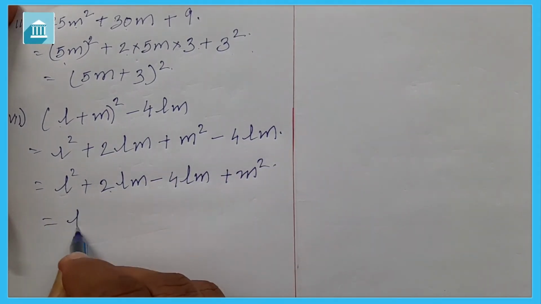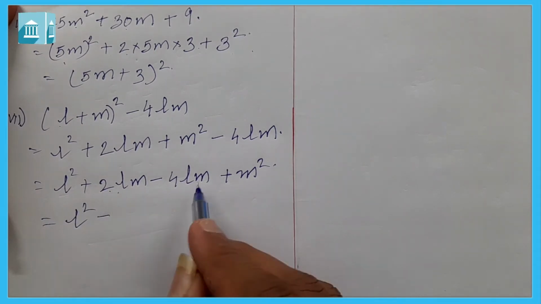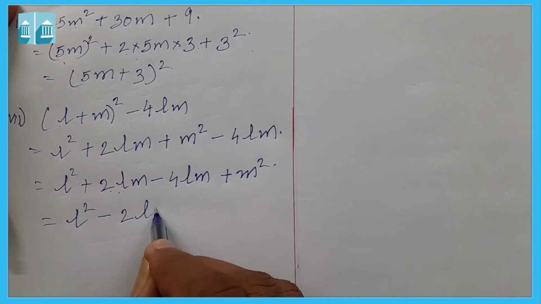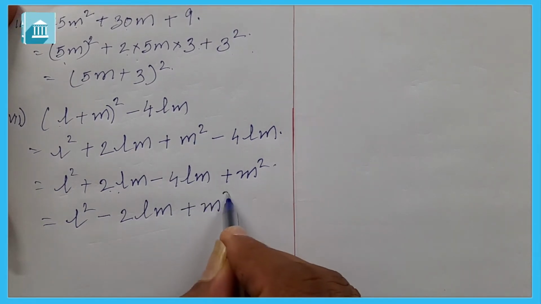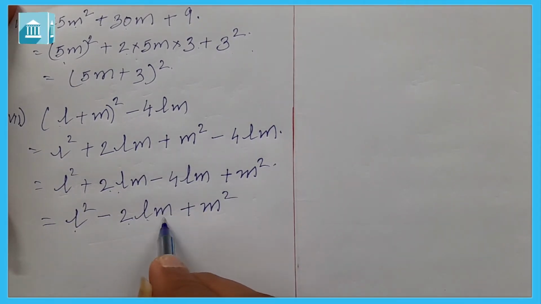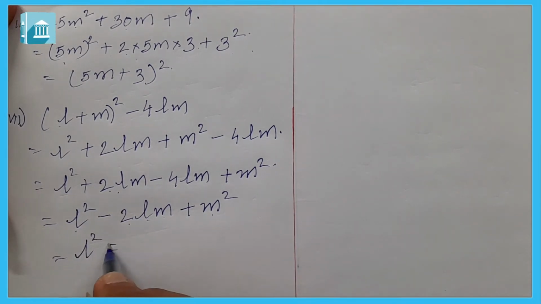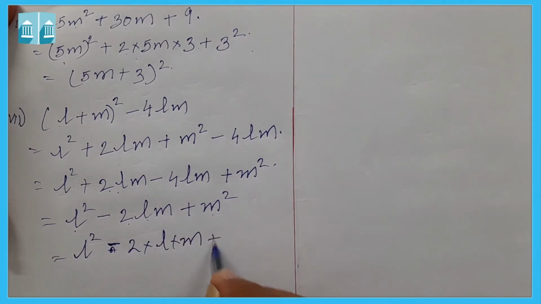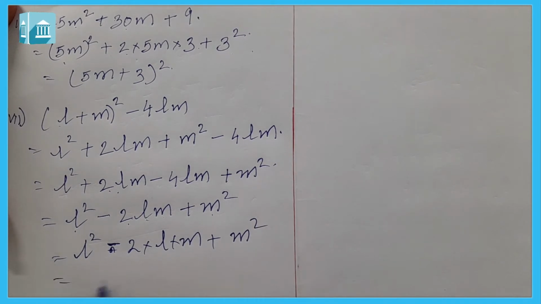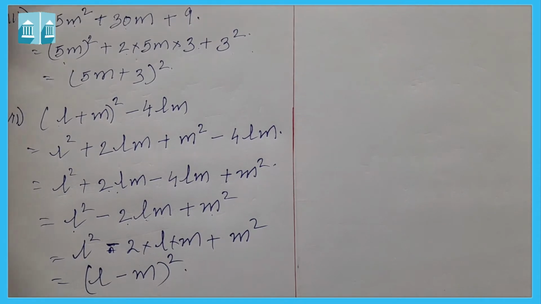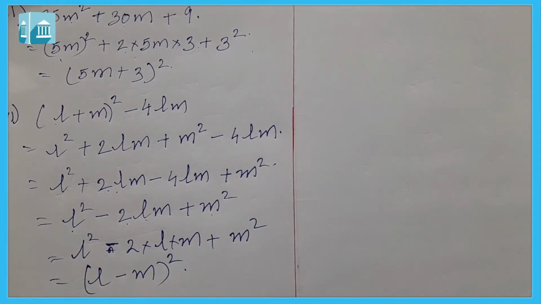So this will be l square minus 2lm plus m square. Now this is a square minus 2ab plus b square. So we can write this as l square minus 2 into l into m plus m square. This will be a minus b whole square, a minus b whole square. So in this way we can do the factorization of these questions.